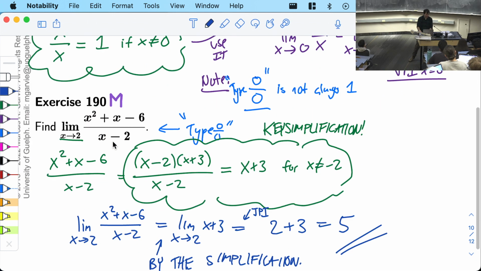This was another one, exercise 190. X squared plus x minus 6 divided by x minus 2. That was a different 0 over 0. And it turned out after working really hard, we figured out that the limit was 5. So sometimes it's 5, sometimes it's 1.